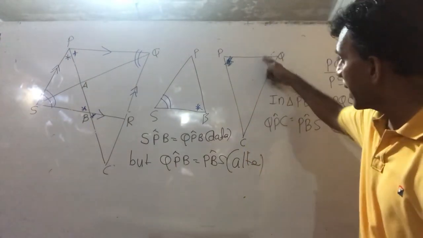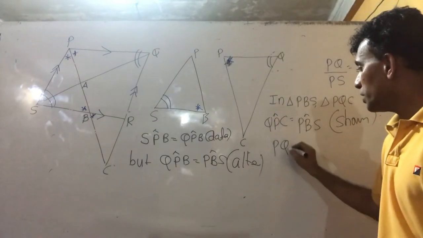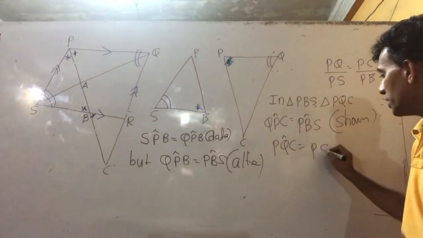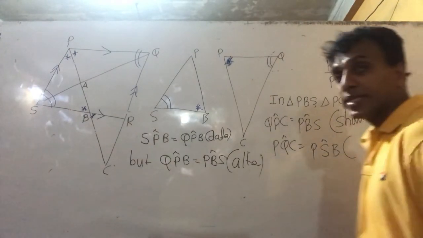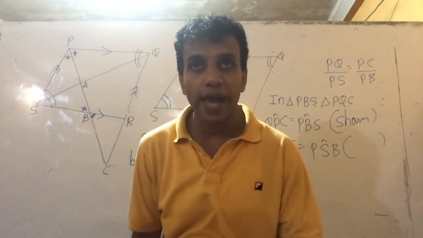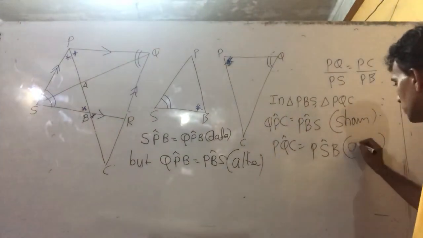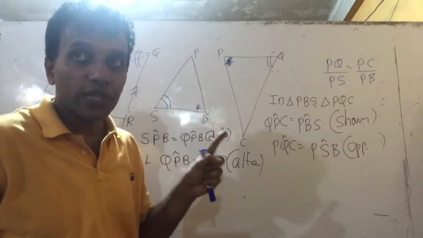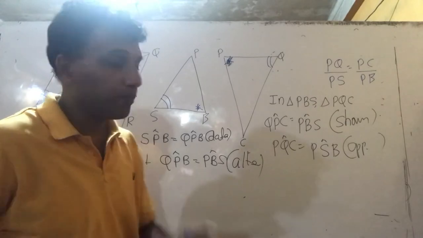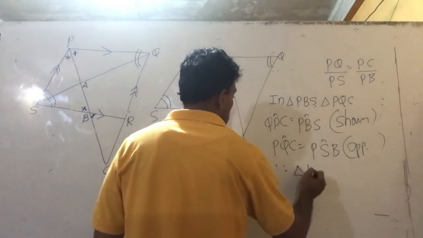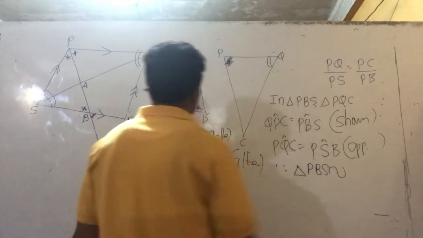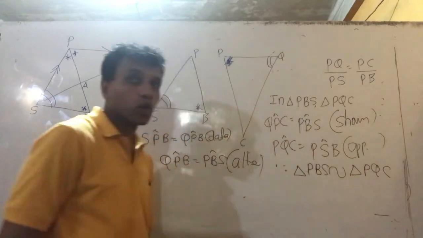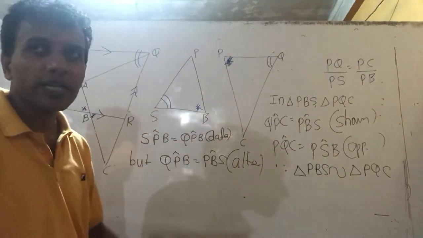But for the other one, take angle PQC. Angle PQC is equal to angle PSB. The reason these two angles are equal is that they are opposite angles of the parallelogram. Write that. Therefore, two angles are enough, and this pair is said to be equiangular. Therefore, triangle PBS and triangle PQC are equiangular triangles. Then write the ratio.